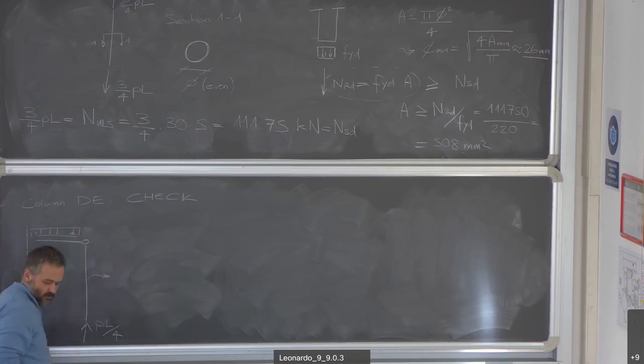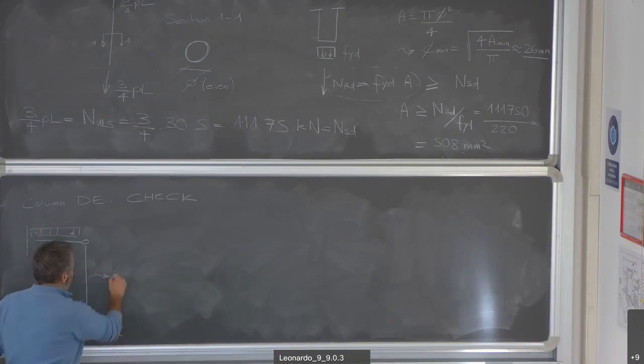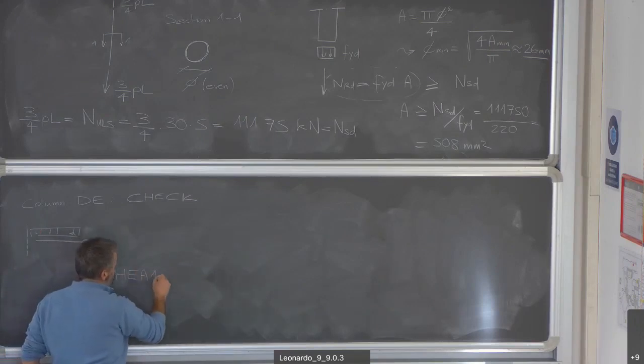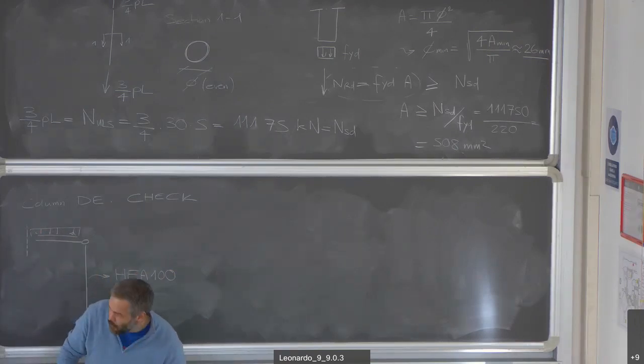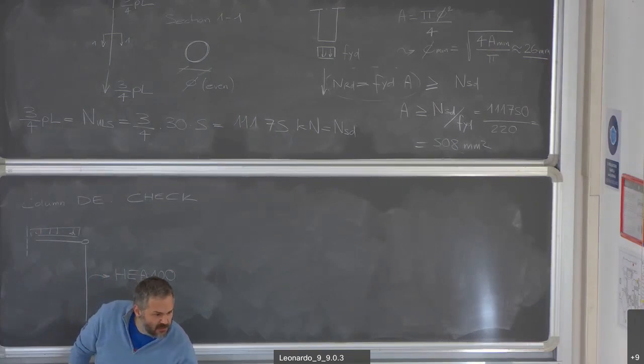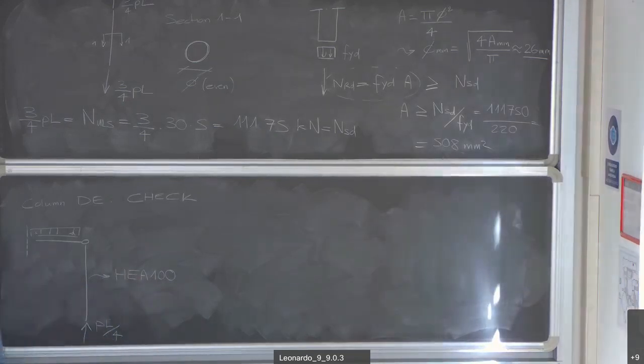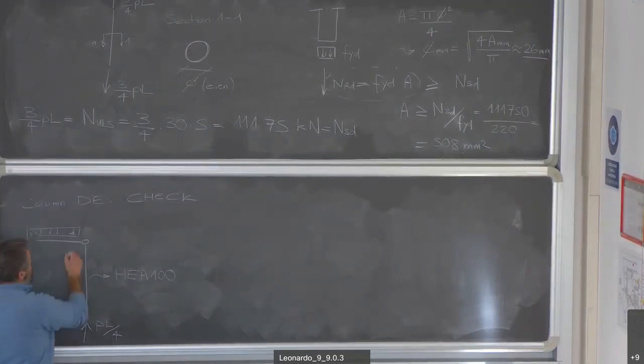The section was specified as HE 800. You don't see the height of the column. Do you have it? The height of the column? I remember the last time we did it. Okay, let's say h equal to 5 meters, okay?